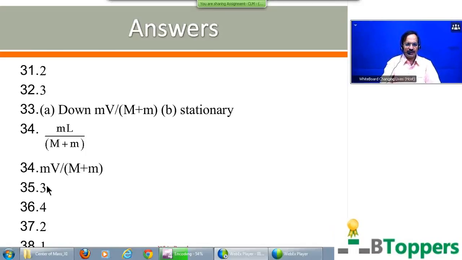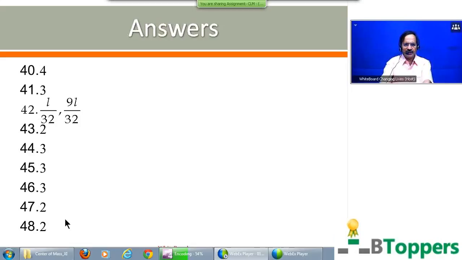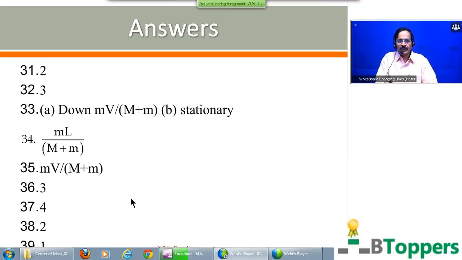For question number 35, third option is answer. For question number 36, fourth option is answer. For question number 37, second option is answer. For question number 38, first option is answer. In case you need more time to copy these answers, you can take a pause. Look at the answers for the next questions here. So look at the answers here one by one.